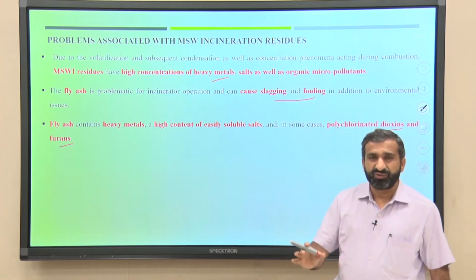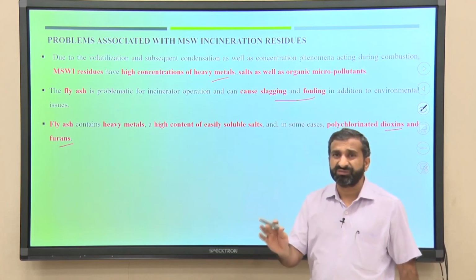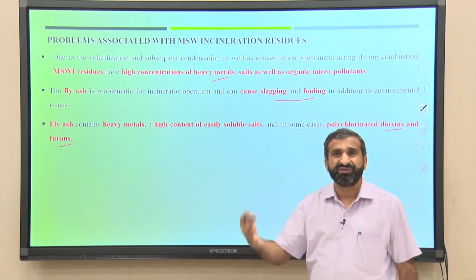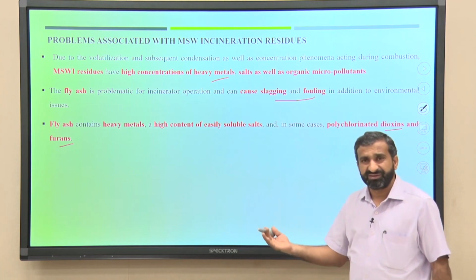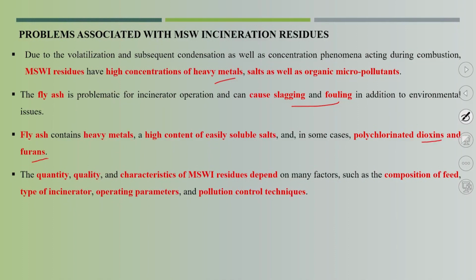When the temperature is around 200 to 400 degrees, formation of dioxins and furans is possible in the flue gas, and once you treat this flue gas, it is always possible that the fly ash could contain dioxins and furans also. The quantity, quality and characteristics of these ashes or residues depend on many factors such as composition of feed, type of incinerator, operating parameters and pollution control technique. But I believe the major one depends upon the composition of feed.